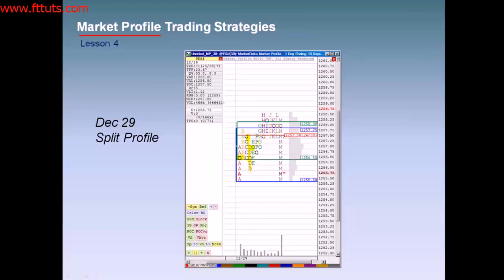And even when the prices ventured up a little bit, notice how they still stayed in very tight, very narrow ranges. If you count the TPOs again for H period, 1, 2, 3, 4, 5. For the I period, 1, 2, 3. For the J, 1, 2, 3, 4, 5. All very narrow, very limited ranges.